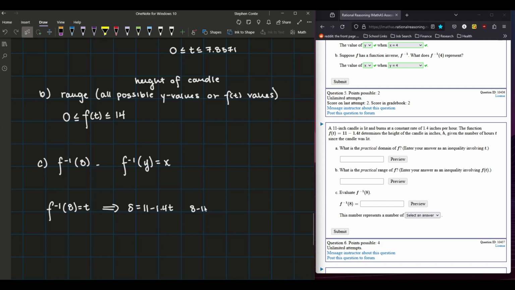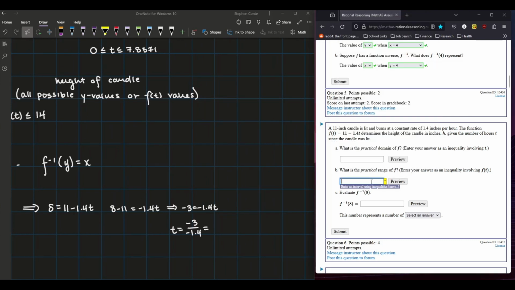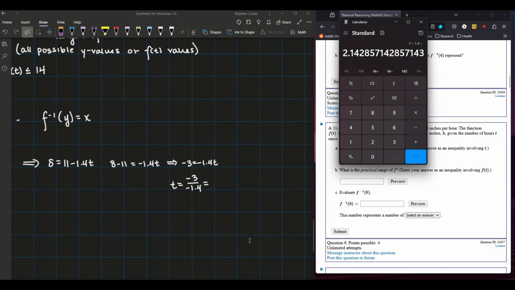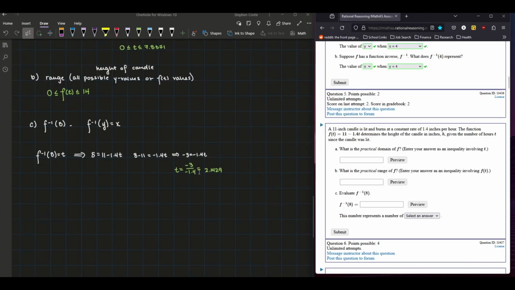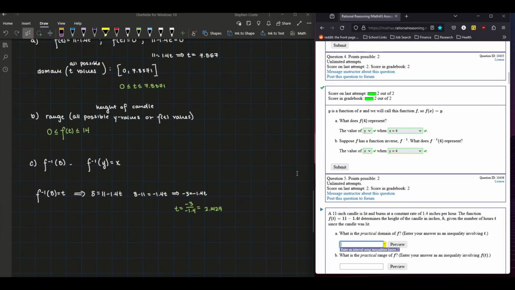So then 8 minus 11 equals negative 1.4t. So then negative 3 equals negative 1.4t. And then t has to equal negative 3 over negative 1.4, which is going to be something a little bit over 2, right? So 3 divided by 1.4, which is going to be 2.1428. We'll round up. Okay. And this number represents a number of hours, right? We solved for t.